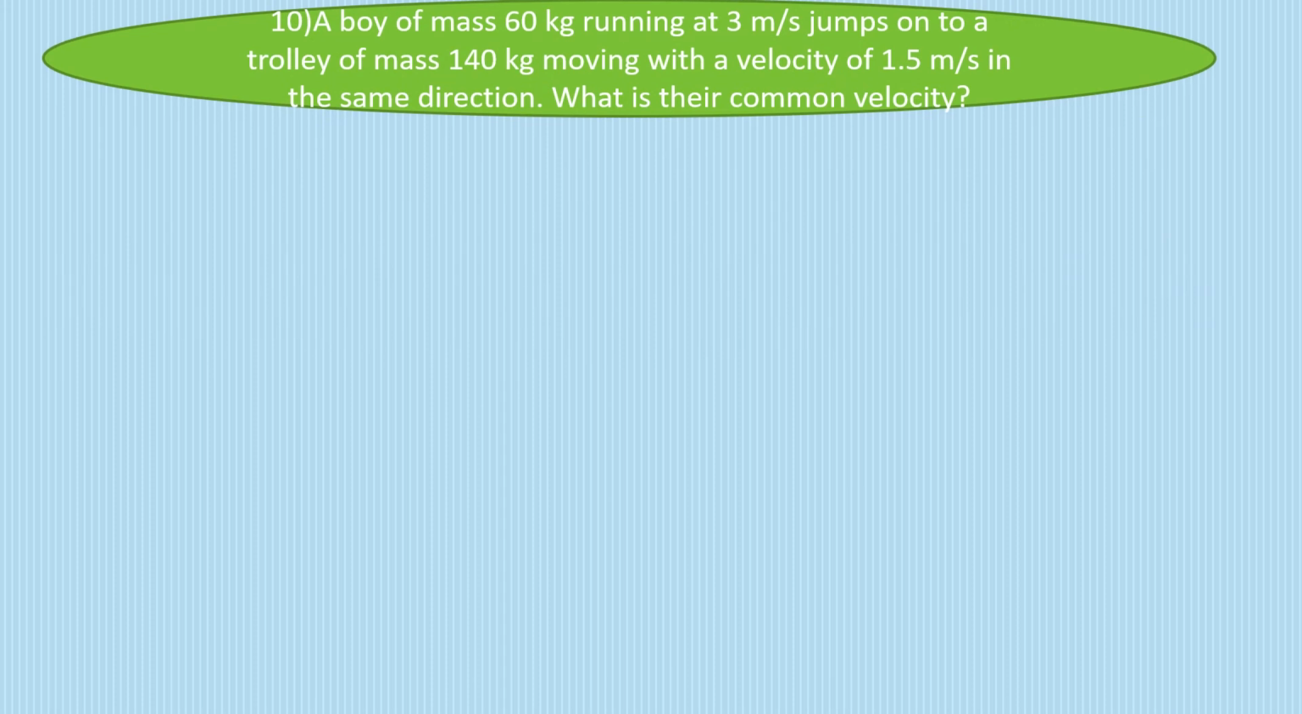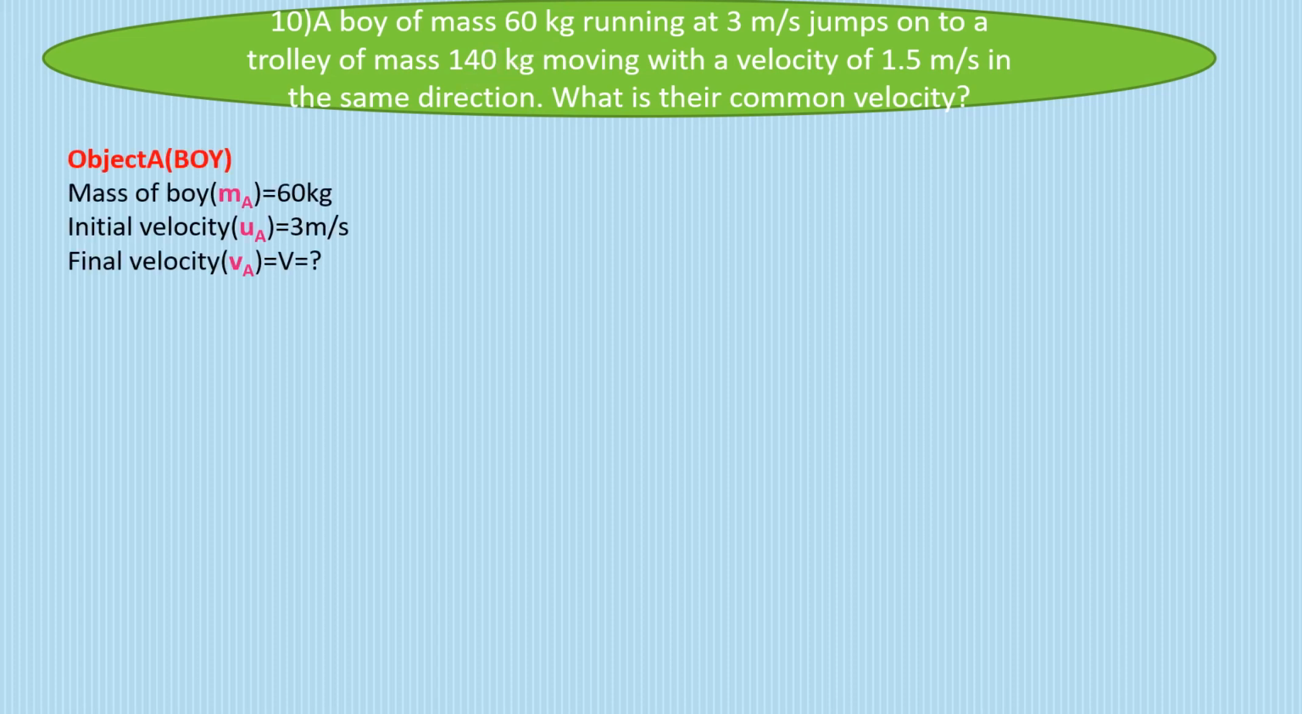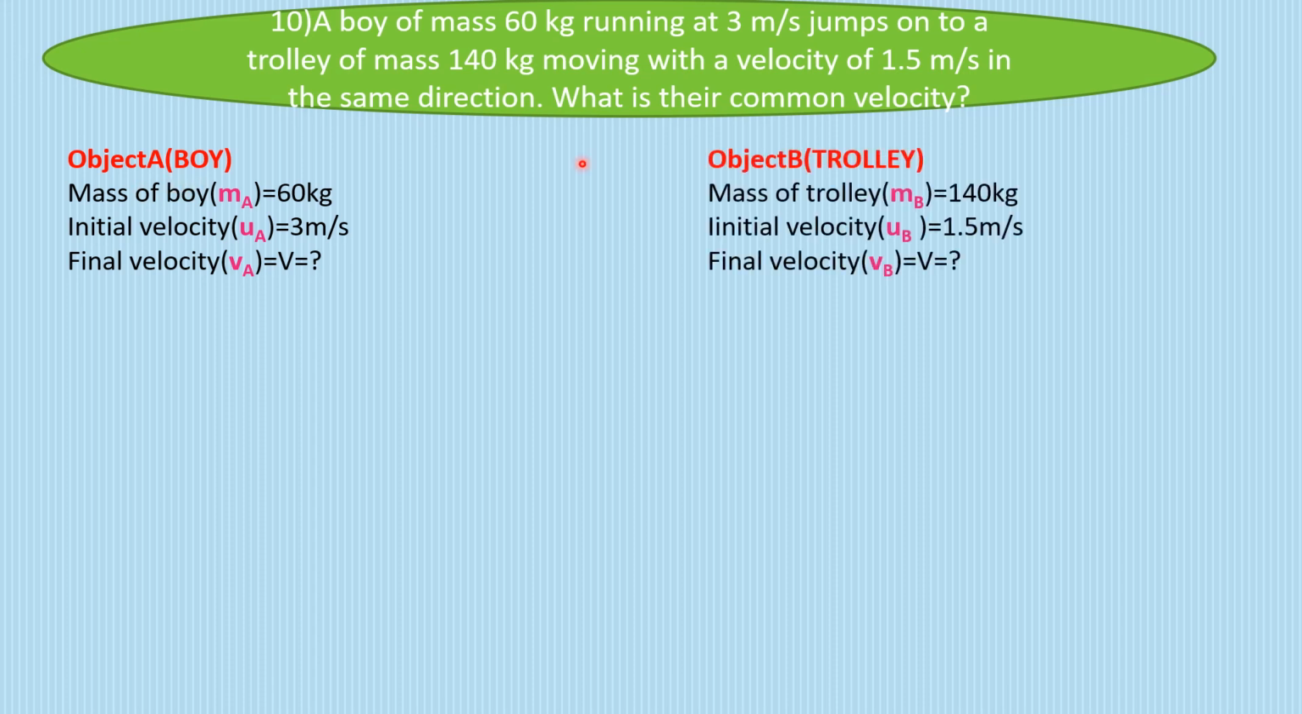okay, so this is the last question. A boy of mass. See, if we look at the question again, just at a glance, we'll see there are two masses here, right? So that means it is based on the law of conservation of momentum. So we'll distinguish object A and object B in this manner. Now, as soon as we find out object A, we'll write the name in the brackets. As soon as we find out object B, we'll write the name in the brackets.